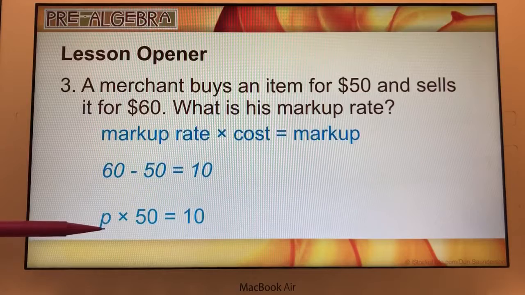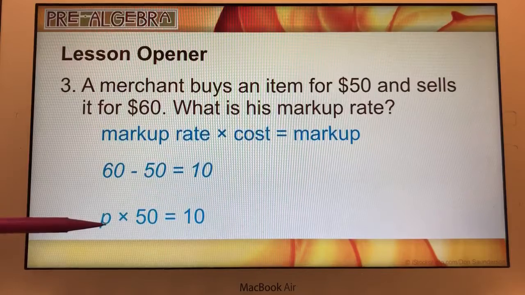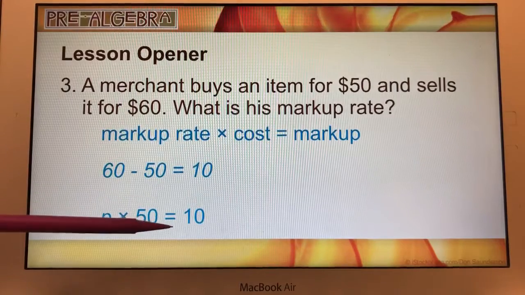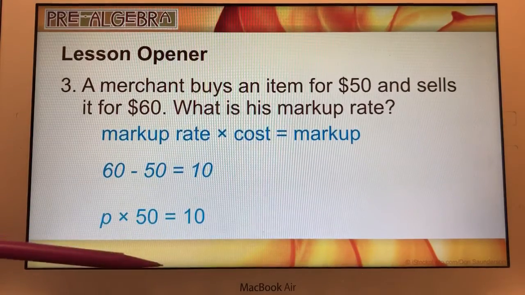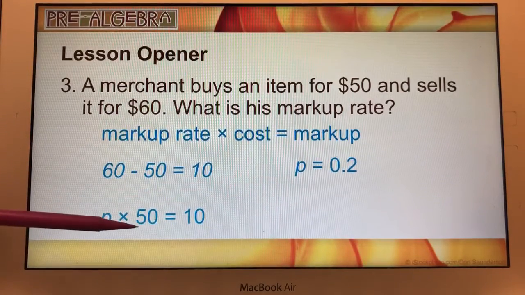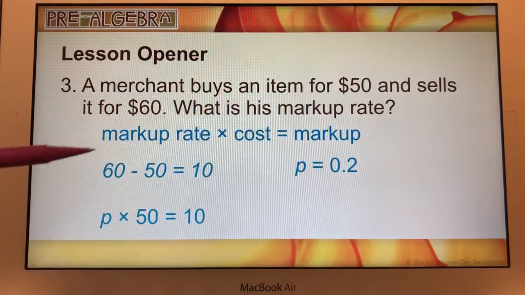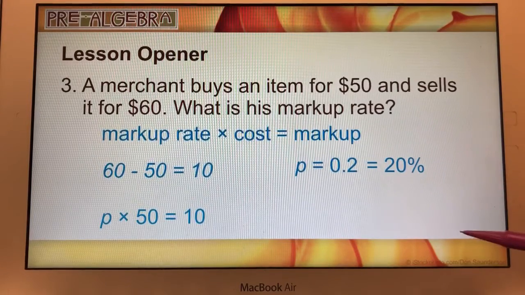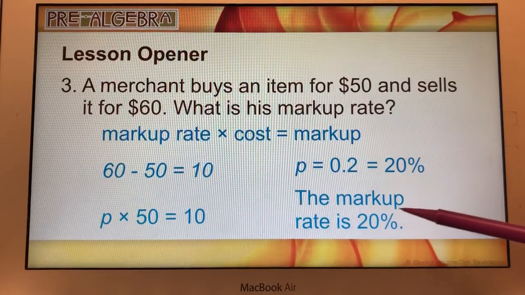So the rate is going to be P times 50, the original cost, $50, and that's equal to the amount that went up, the markup, $10. And then to calculate that, we have P equals 10 divided by 50, and that's going to give us 0.2, and you have to convert that into a percent, and we would have 20%. The markup rate is 20%.